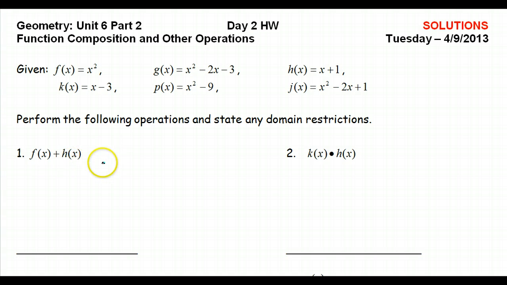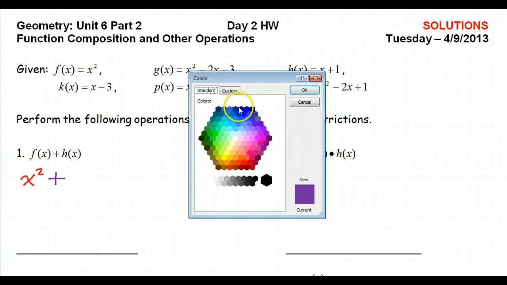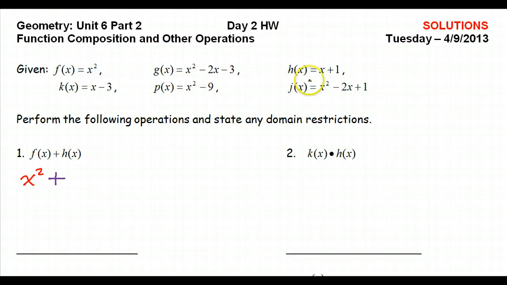Alright, so looking at example number 1, if I want to add two functions together, it's very simple. It's often just a matter of combining like terms. Function f in this example is x squared. So there's function f. And then we're supposed to add that to function h. Alright, and function h is x plus 1. Okay, so here's function f plus function h.